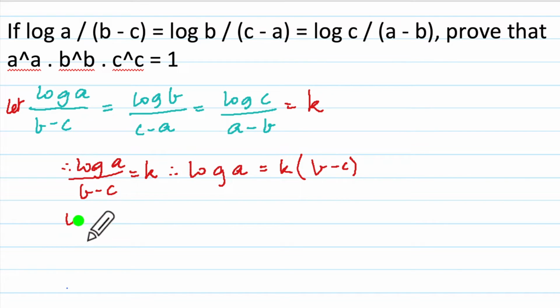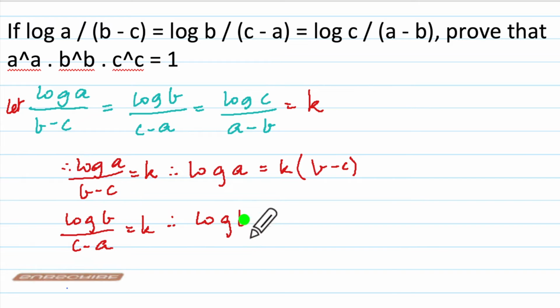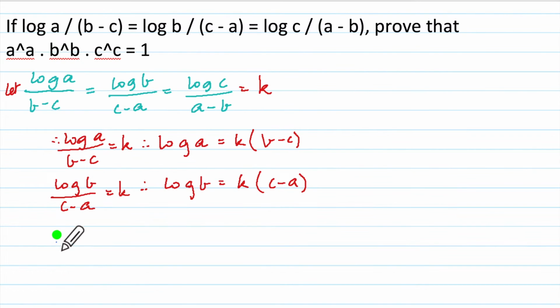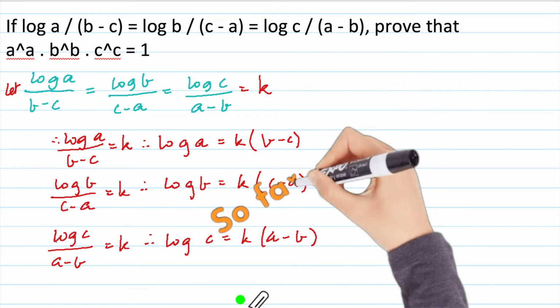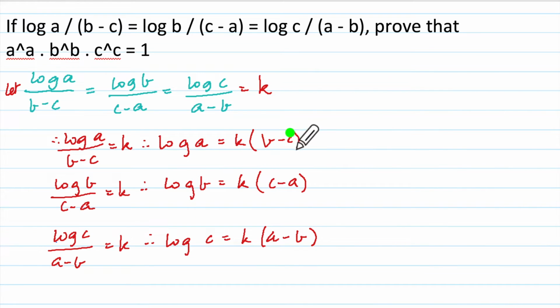Let us do the same thing for the second term. So log b will be equal to k into c minus a. Let us come to the last term. Therefore, log c will be equal to k into a minus b. So far so good.